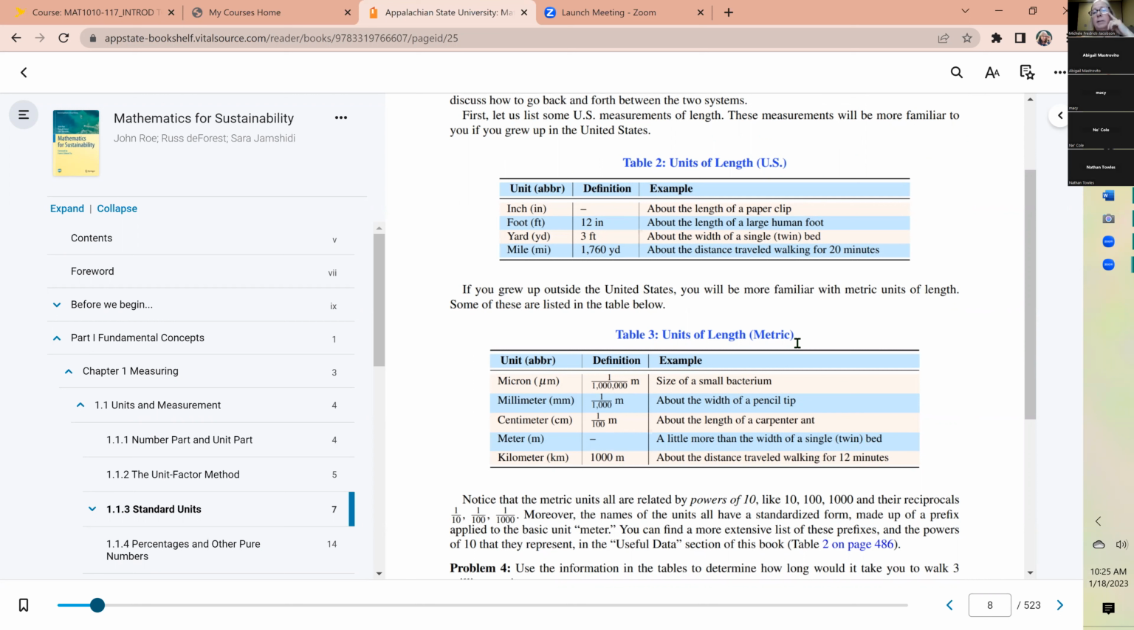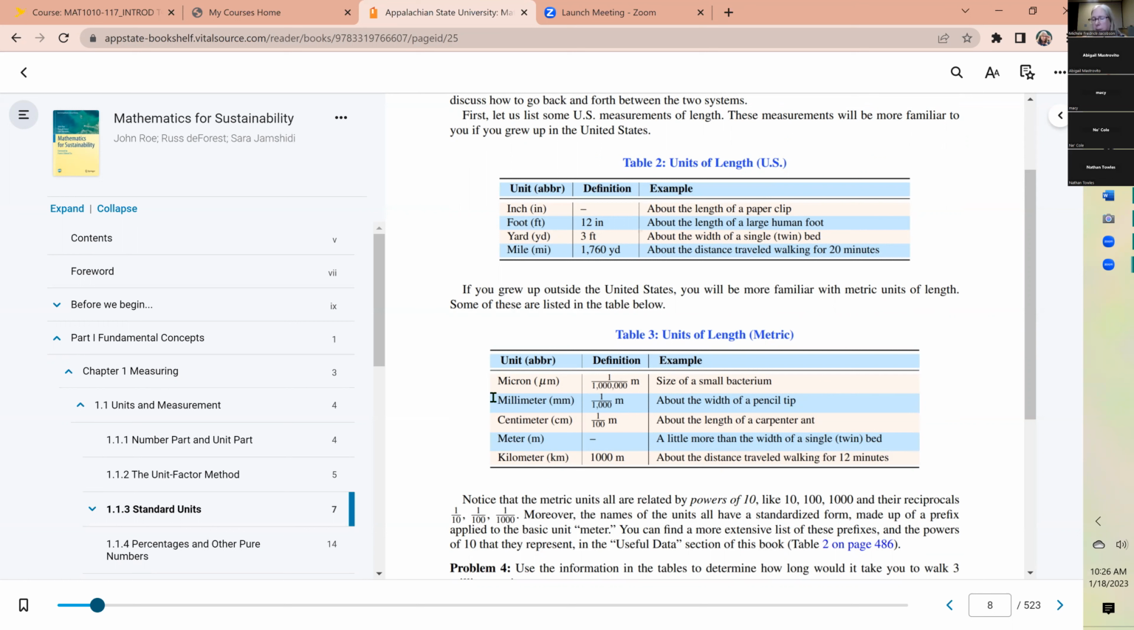And then this group is metric system. We will definitely use centimeter a lot. The centimeter is about the width of your pinky. It's also the length of a carpenter ant. A meter is a little bit more than the twin bed because a meter and a yard are pretty close in length. A yard is 3 feet, a meter is 3.3 feet. So they're close. And then kilometer is 1,000 meters.